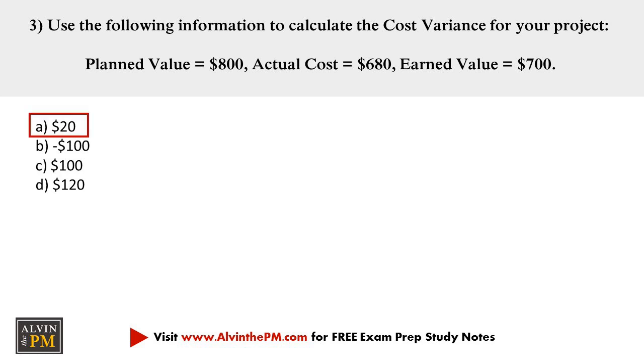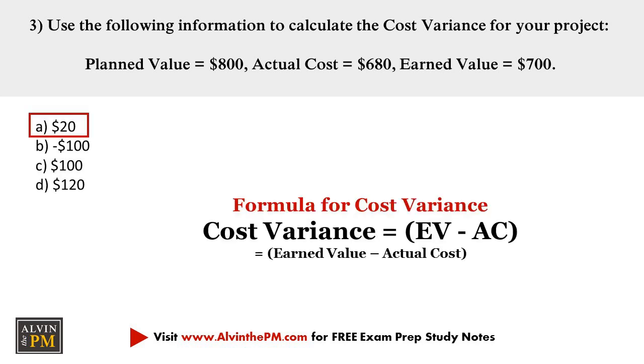The correct answer is A. The formula for cost variance is the difference between earned value and actual cost. Plugging in these values results in $700 minus $680 with a final value of $20. Therefore, the correct answer is A.